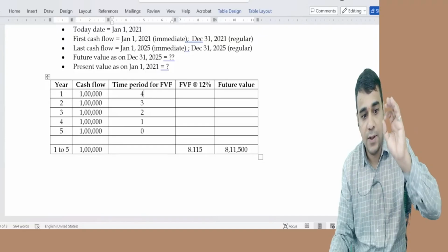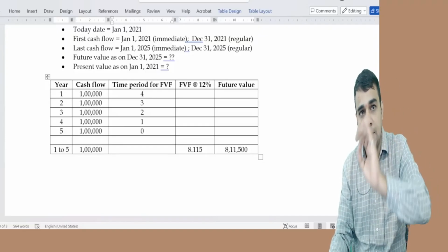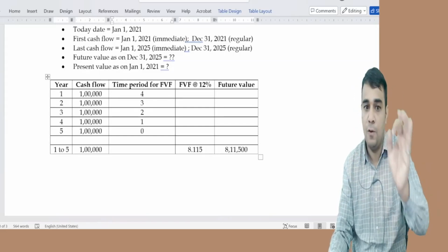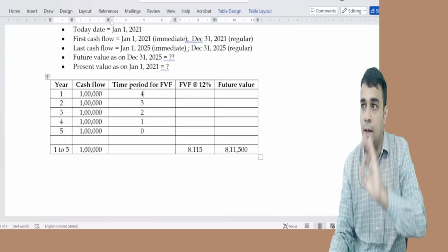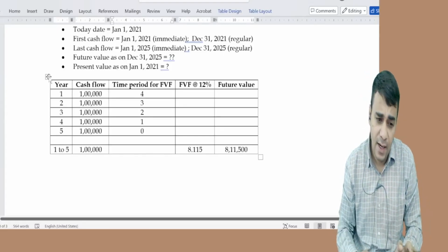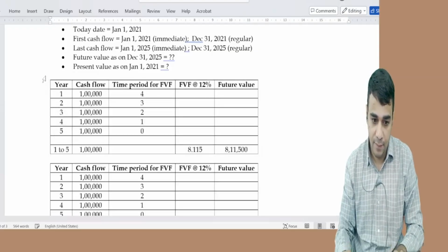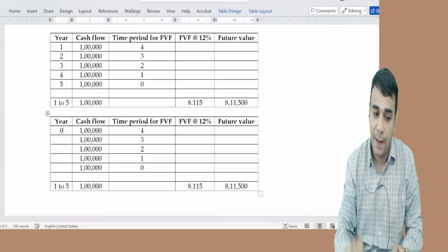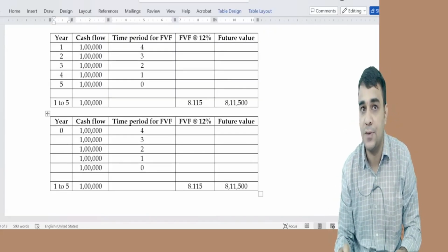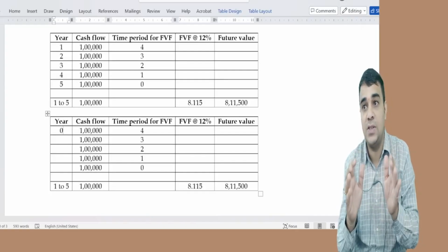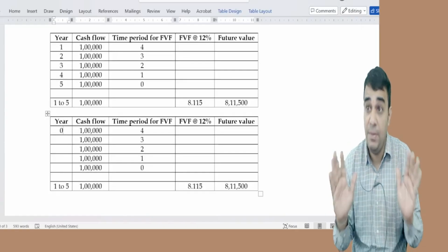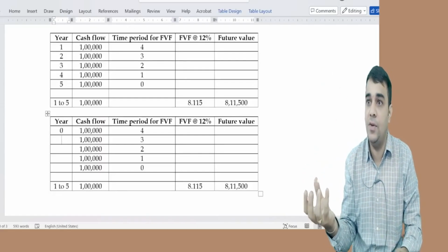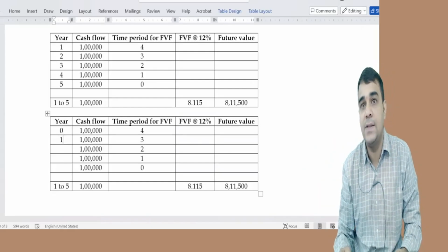I'll repeat again. The first cash flow happens at the end of first year, second year, third year, fourth year, fifth year. Fifth year to fifth year, zero compounding. Fourth to fifth year, 1 year compounding. Third to fifth year, 2 year compounding. When it is immediate, my first cash flow happens today itself, at zero. Second cash flow will happen at the beginning of second year, which is called end of first year.